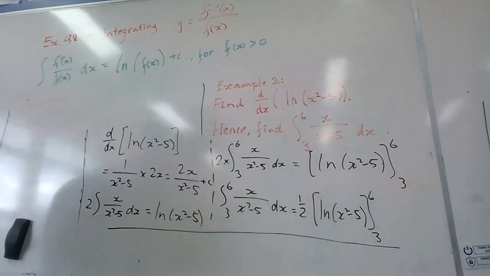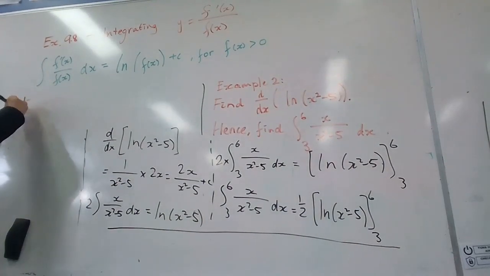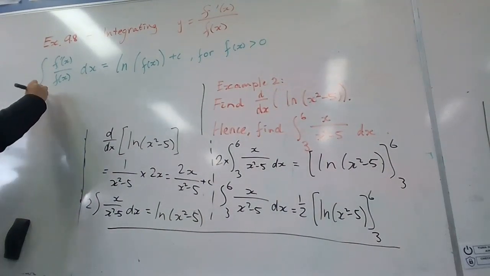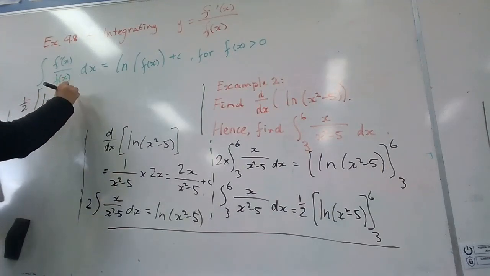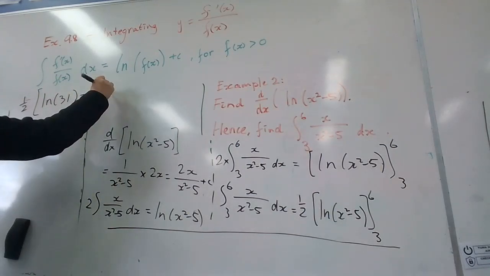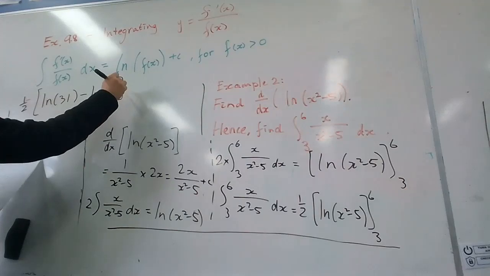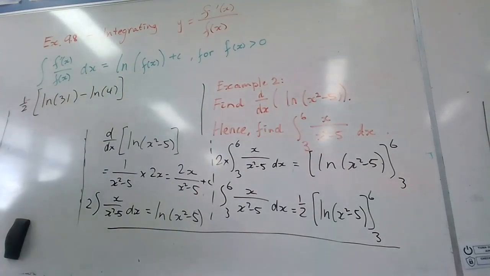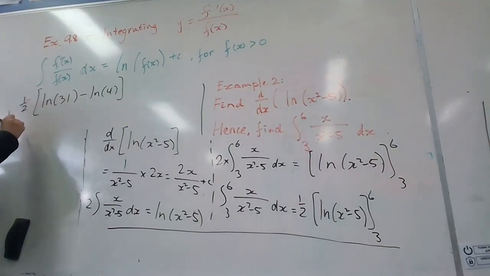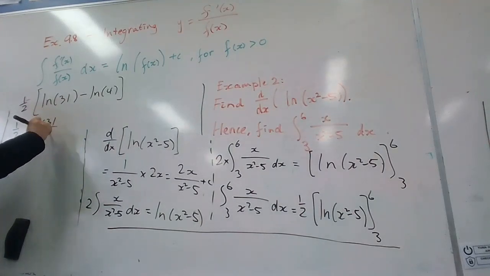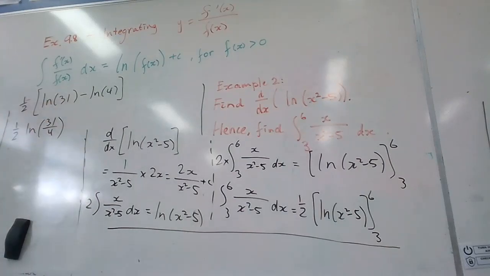So from there, we do our substitution. I end up with half of, and do this big brackets of ln 31 minus ln of 4, closing the brackets again, right? Because that's just substituting my 6 and my 3. Now, again, because it's log laws, it's a reasonable simplification. We have to simplify it. That gives us half of ln of 31 over 4, which we can't simplify any further, so we leave it there.